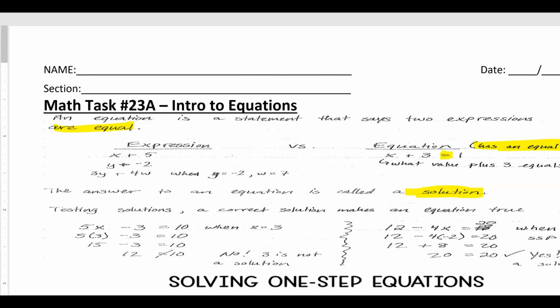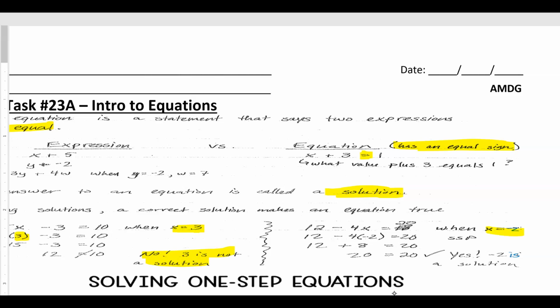So for instance, if I said x equals 3 in 5x minus 3 equals 10, well, if I plug in 3 here, I get 5 times 3 is 15. 15 minus 3, that's 12. 12 doesn't equal 10, so 3 is not a solution. And on the flip side, if I said x equals -2, and I plug in -2 here, I get 12 minus 4 times -2, or -4 times -2. I get 12 plus 8, does 20 equal 20? Yes, it is a solution, right? So if you get a true statement, you know your answer is correct.